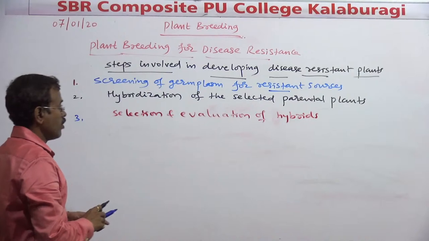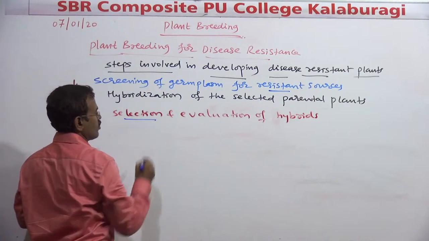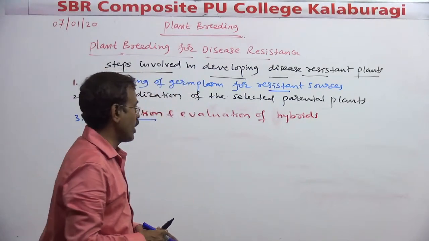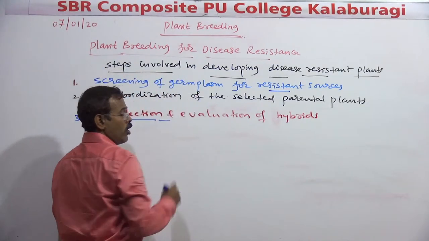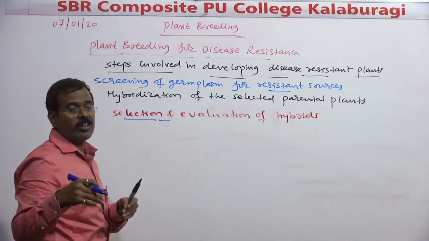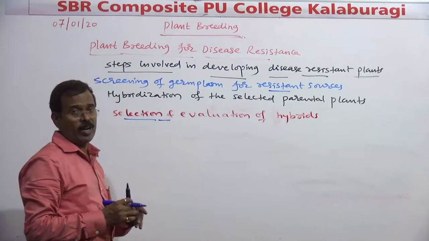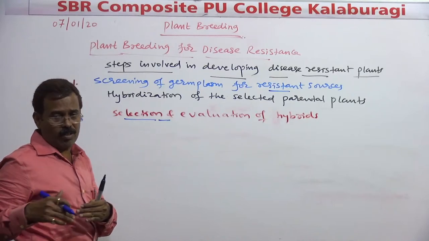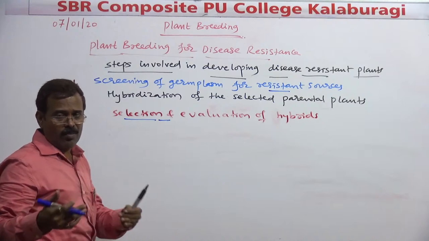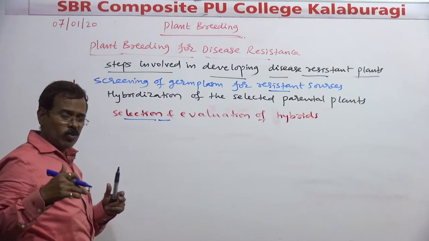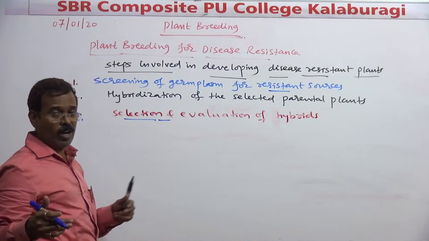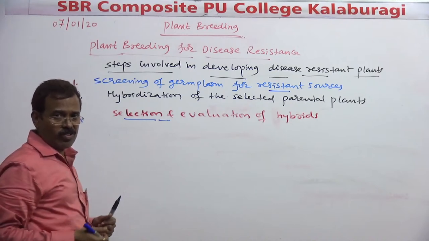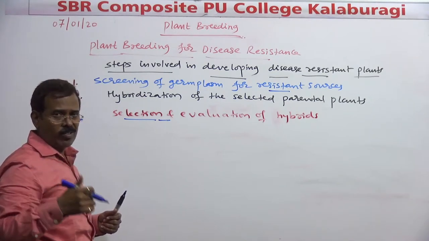Selection and evaluation of the hybrid, that is the next step. So after hybridization, the hybrids, the offspring which you get, whether they have that disease resistant gene or not, you have to select and evaluate. Out of several crosses made, only a few plants will undergo successful hybridization or crossing. That's why you have to choose only those hybrid plants which have undergone successful crossing and possess disease resistant characters controlled by disease resistant genes.